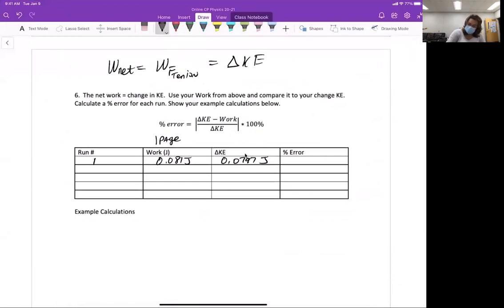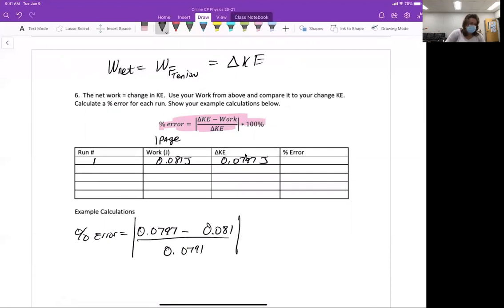And then we figured out the percent error. So here's my equation for percent error. Percent error is equal to the change in kinetic energy, which is 0.0797, minus the work that we found from page 1, 0.081, divided by the change in kinetic energy. If it's negative, we're going to take the absolute value. We're going to multiply it times 100%. And in this case, we found it to be 1.59%.